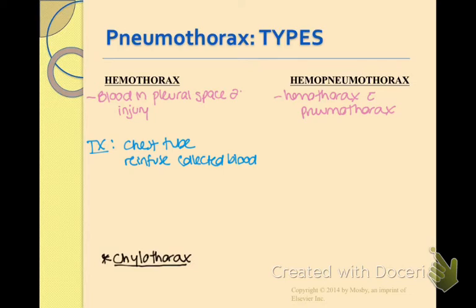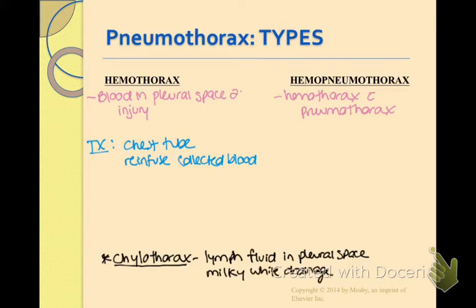And you can have a chylothorax, which is lymph fluid in the pleural space. And the drainage you'll see is a milky white drainage. And it's often treated by keeping fat out of the diet. So you can have just air coming out, you can have serosanguinous fluid coming out, you can have milky drainage coming out. What you shouldn't have is pus. That would indicate an infection.